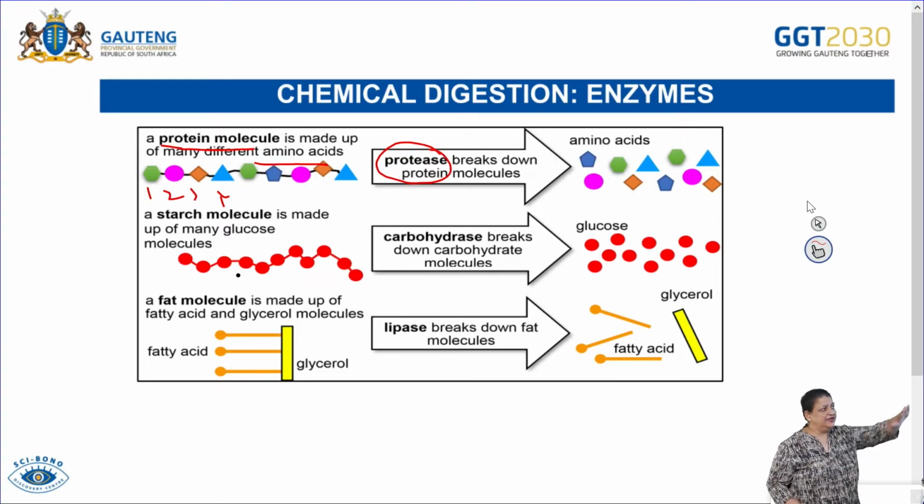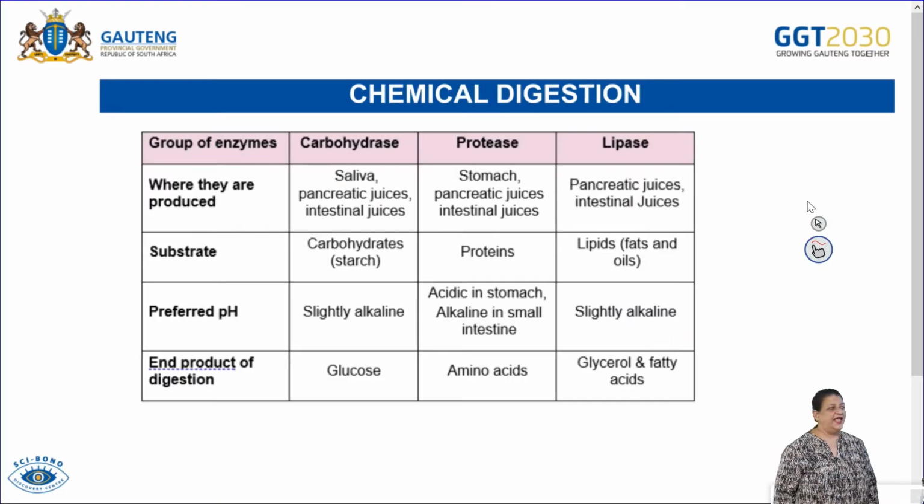So remember, these are the building blocks of the large molecules. Glucose is the building block of starch and carbohydrates. Fatty acids and glycerol are the building blocks of fat. Amino acids are the building blocks of a protein. And now we can put them into a table to see exactly what enzymes break down what, where the enzymes are found, and what pH medium they actually work in.